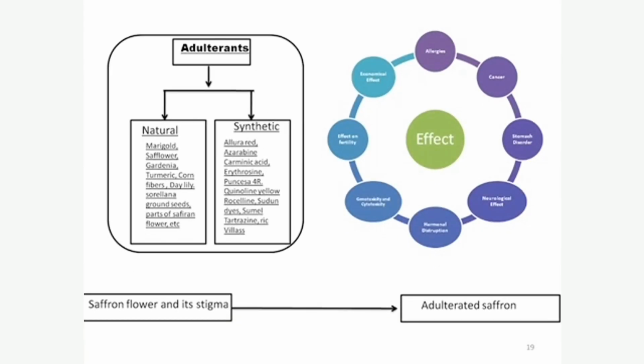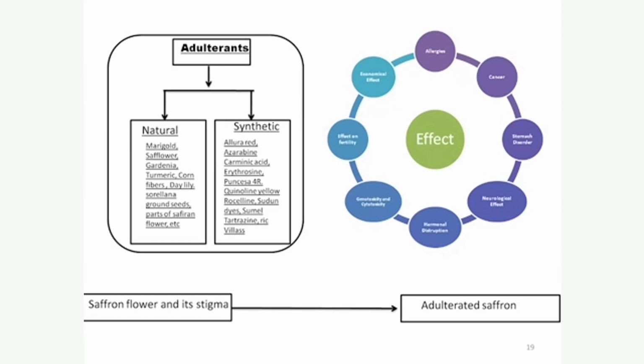Further, we discuss the adulterants. Generally, two types of adulterants are used: one is natural, and the other is synthetic. Natural adulterants include marigold, safflower, gardenia, turmeric, corn fiber, daylily, sorrelena, ground seed, parts of the saffron flower, etc. In synthetic adulterants, we use aloe red, aragibrine, carbonic acid, erythrosine, Ponceau, tartrazine and others.